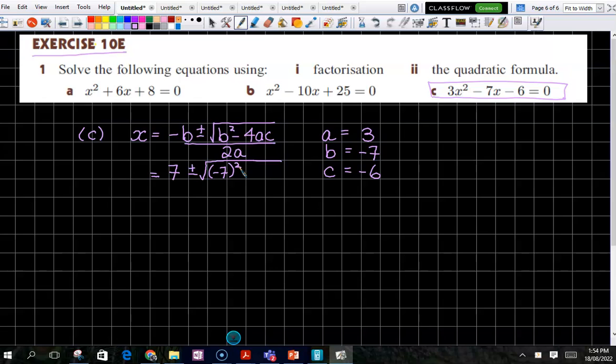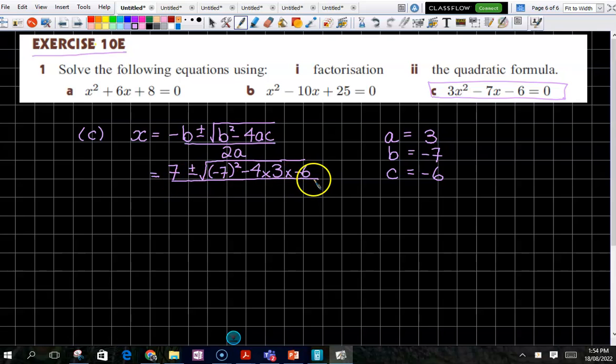squared. Minus 4 times a. What is my a? 3. Right, what is my c? Minus 6. So we're being very careful with that. And 2 times a? 6.